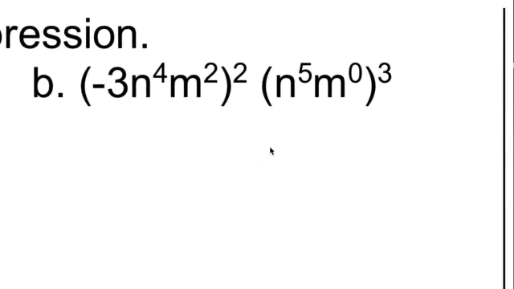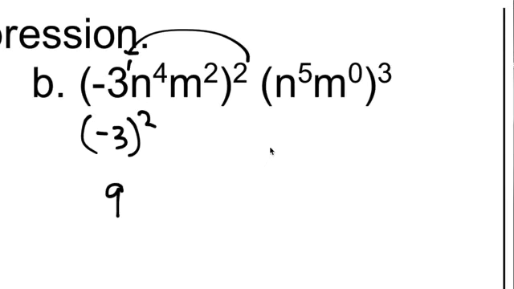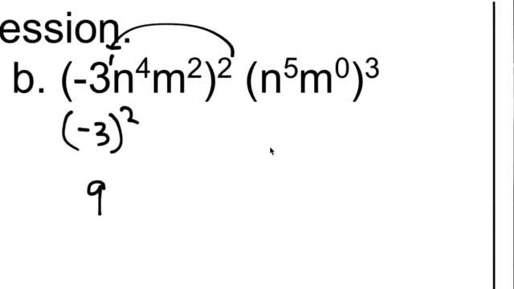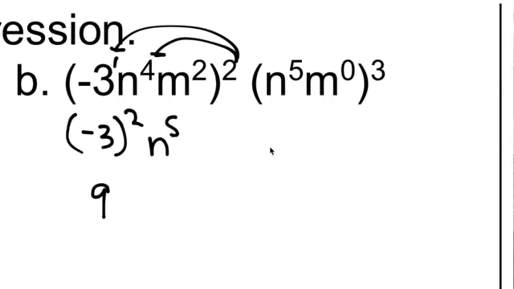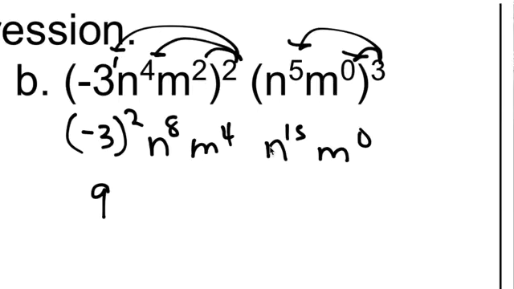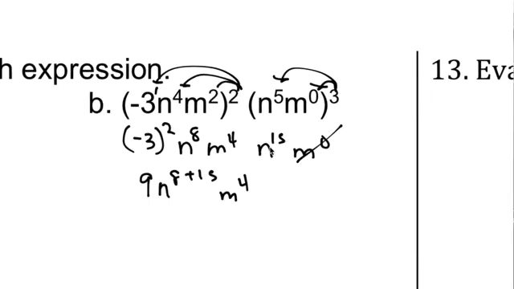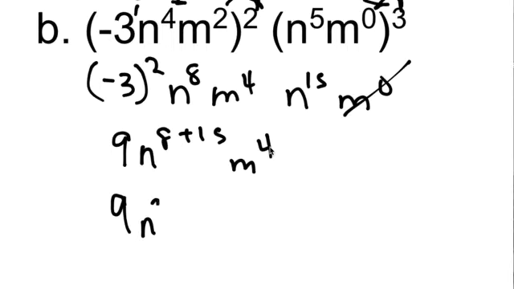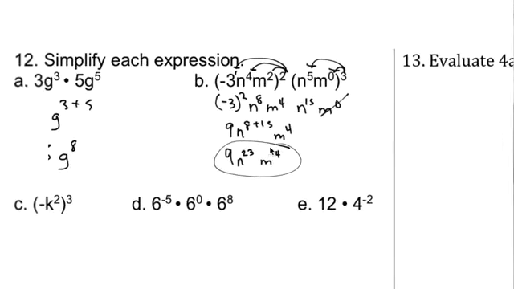Okay, this is a negative 3 squared, it's 9. I think we did this in class. No, we did not. Here is n to the 8, there is m to the 4th, and here is n to the 15, m to the 0. That's 1, 1 is gone, right? So we get n to the 8 plus 15 and m to the 4th. So your answer is 9n to the 23 and m to the 4th. And no negative, so it stays like that.